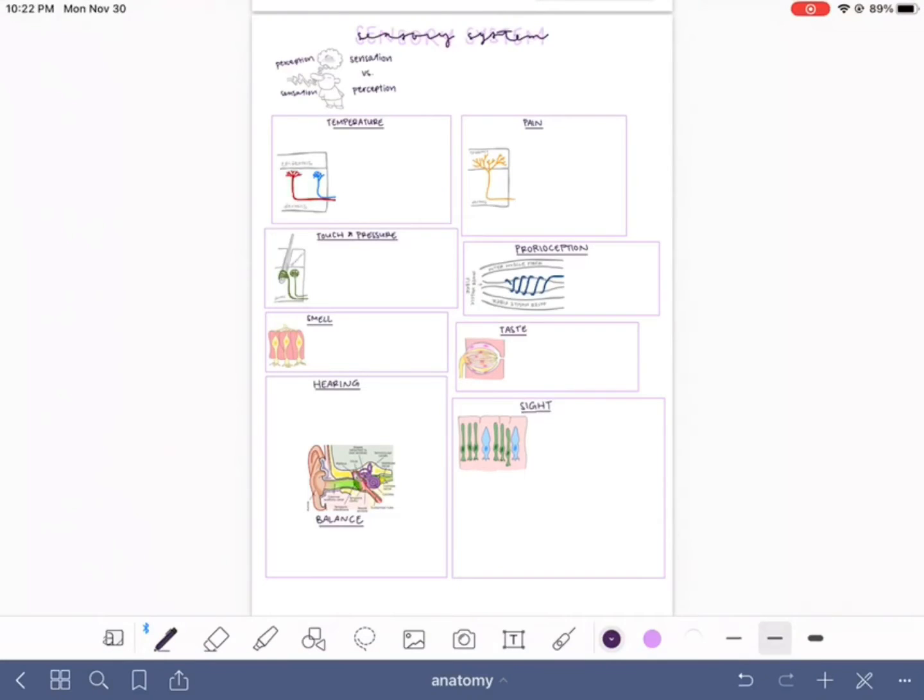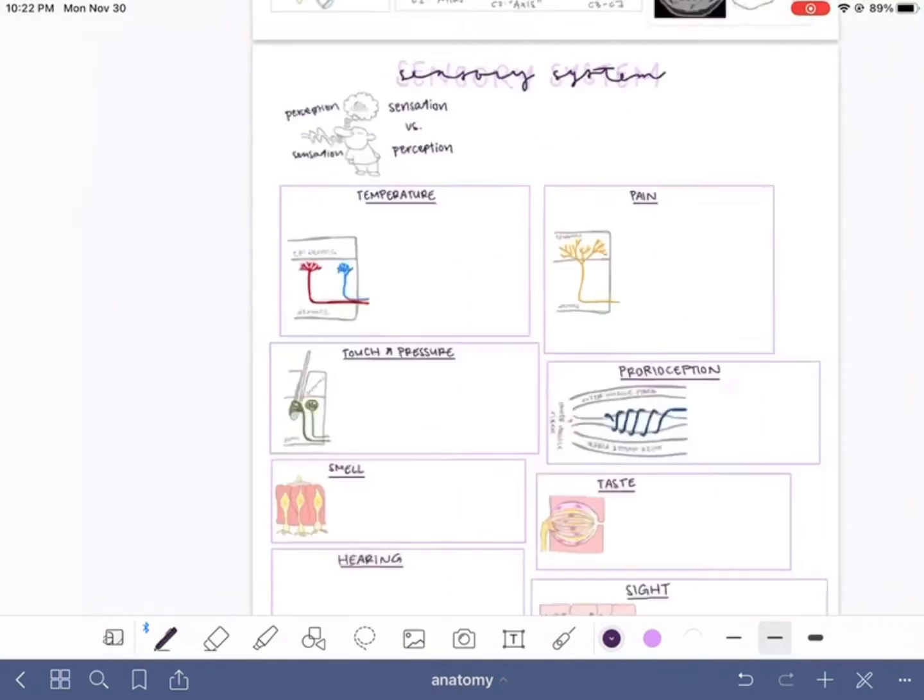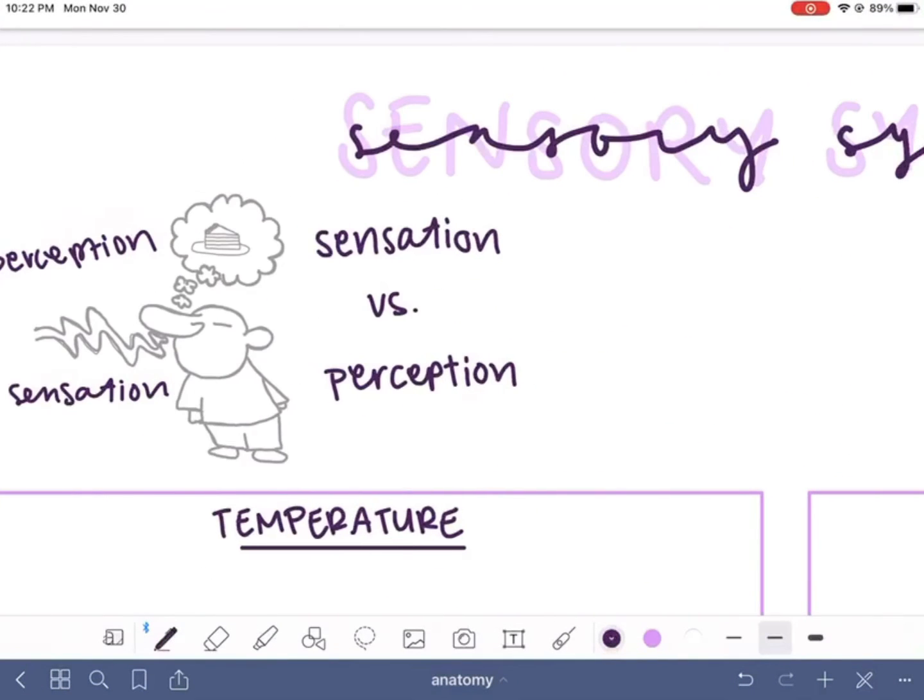So I'm going to be talking about the sensory system. First up, what is sensation versus perception? This is a little bit of vocabulary. There's a little guy smelling cake here.